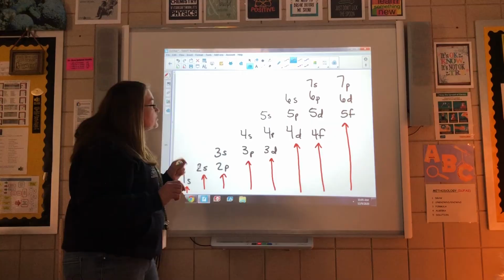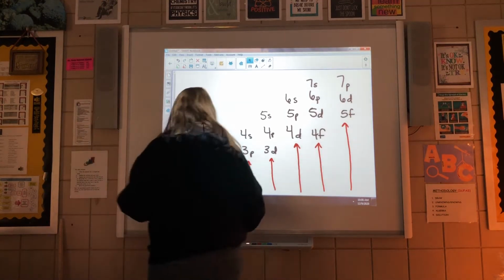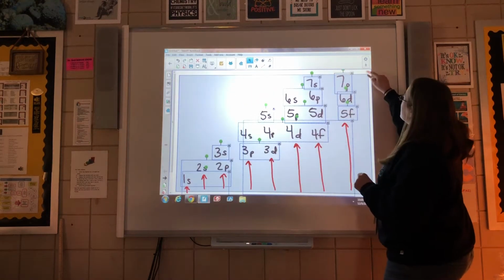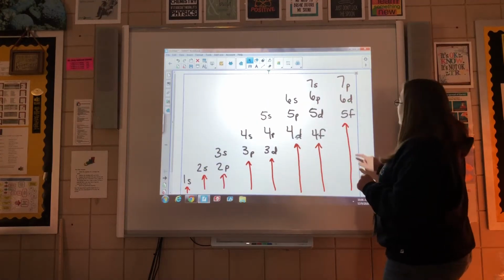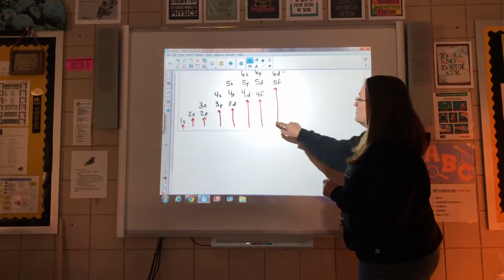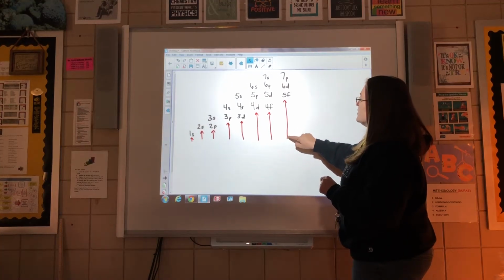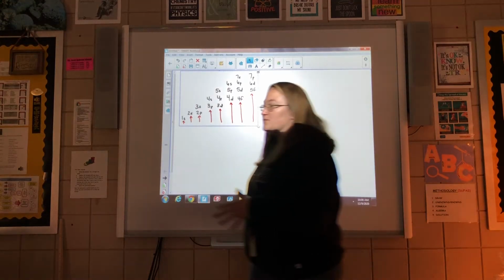Okay, so let's just say, let me group all this into one thing so I can make it smaller. All right, so I'm going to put our diagram right here off to the side where we can still reference it, because it will be helpful to reference.